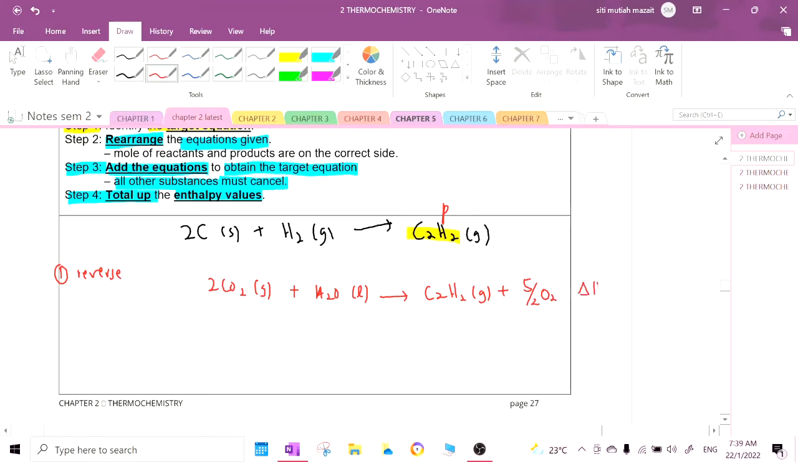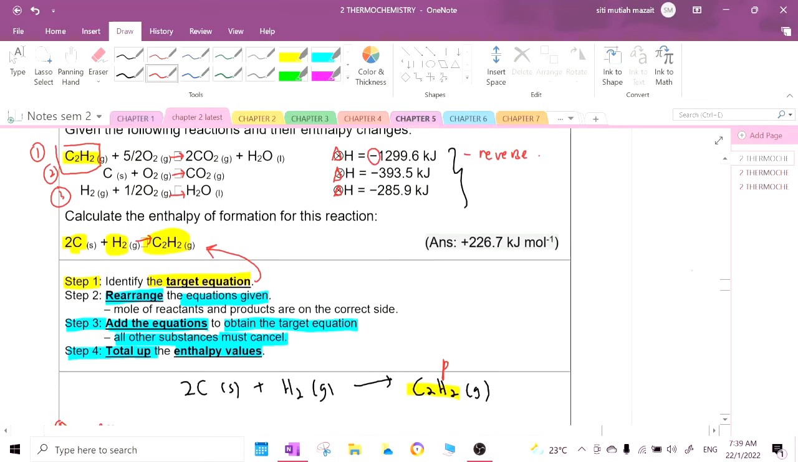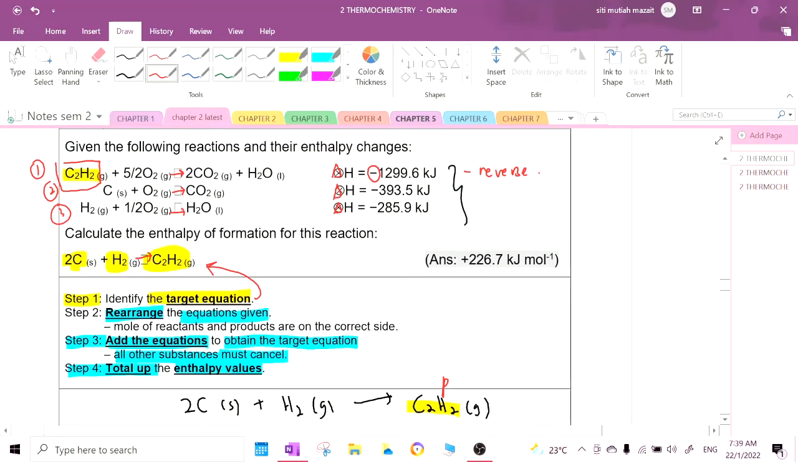Okay, delta H1 equals to, first is negative, so bila reverse dia akan jadi positive. Okay, bear in mind. Okay, for second. So you get to the next clue.